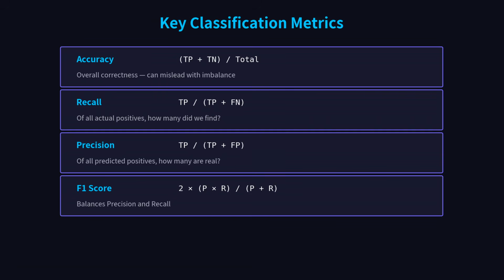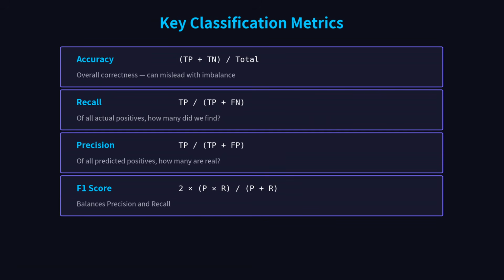Precision answers: of everyone predicted positive, how many are actually positive? It equals true positives over true positives plus false positives. Maximizing recall alone can flood the system with false positives, as in a marketing campaign that predicts everyone will engage. In credit card approval, both false negatives and false positives carry costs, so we need balance.